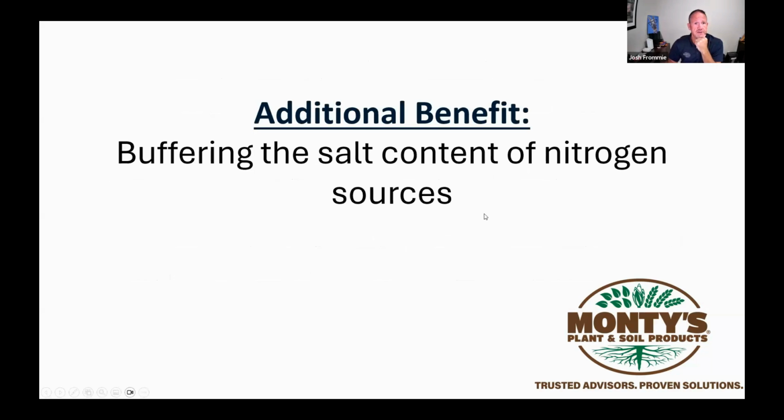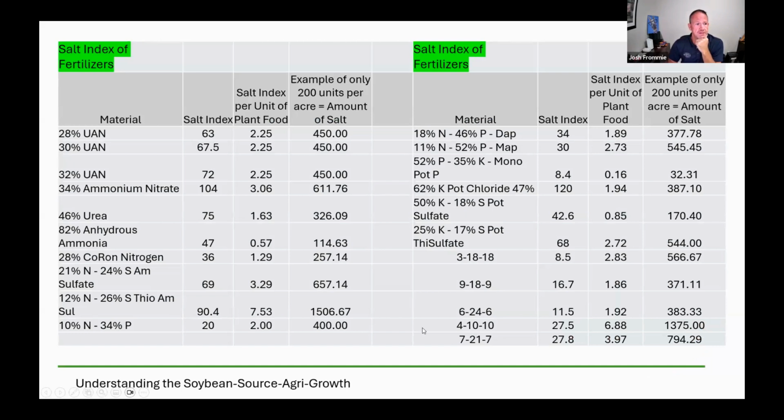Additional benefits of the MLC with a nitrogen source is the buffering of the salt content. And here's a chart showing the different salt indexes of fertilizers. You can pause this video or take a screenshot if you'd like, but it shows the salt index for each individual form of nitrogen that you may put on in the spring or fall, and even dry fertilizer on the right hand side there with DAP and MAP and potash.